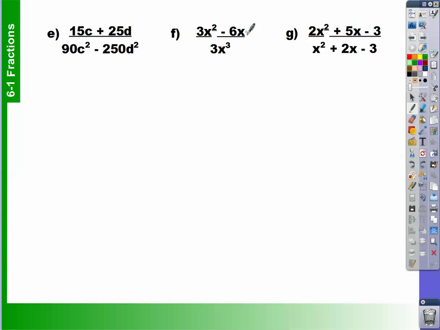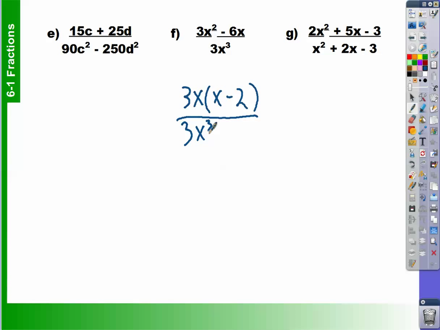I do need to factor the numerator because it is a polynomial. So what goes into 3x squared and 6x? 3x can be factored out. So what is 3x squared divided by 3x? Just x. And 6x divided by 3x is 2, so x minus 2. You've already jumped ahead of me. And this is all over 3x to the third.